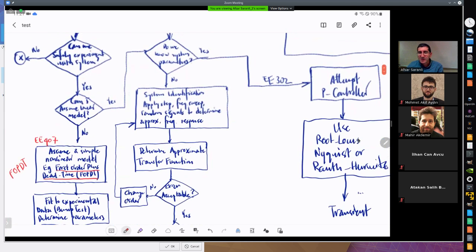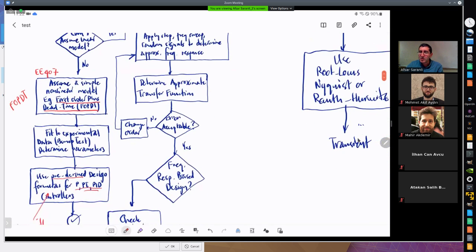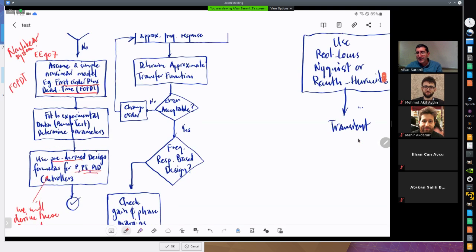You have a system. The system is not linear. You can experiment with this system safely, but you cannot assume a linear model for this system. So that path brings you to design for a nonlinear system. So that is a design path here on the very left hand side. And the end is that you have a controller for this system.